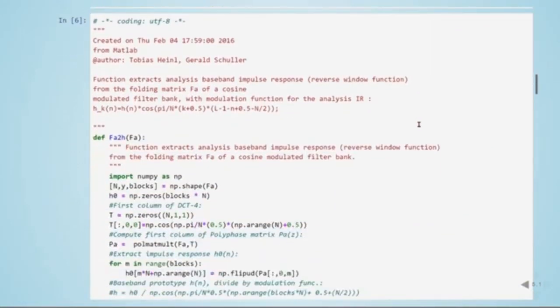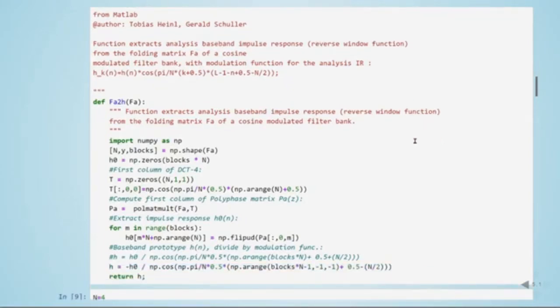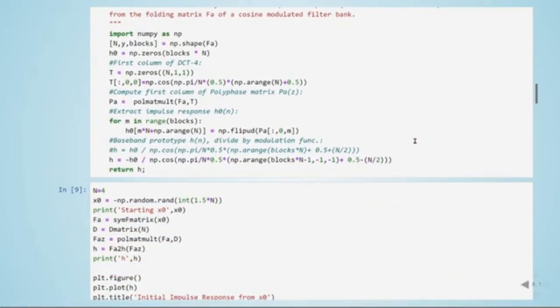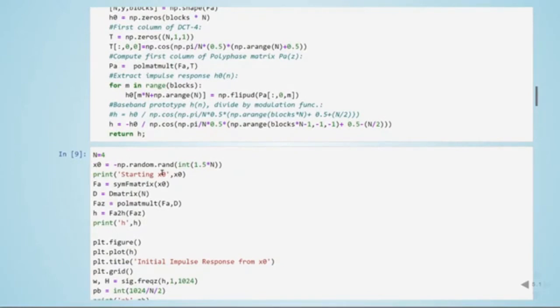Then we will have a function that extracts the analysis baseband impulse response from the folding matrix of a cosine modulated filter bank, and we'll put all of this together. We'll start with n equals 4, which is the number of subbands, and then our starting point is a vector of random numbers. We will generate the values for this vector randomly.